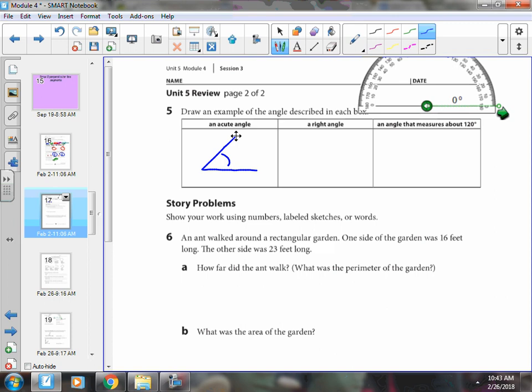The second one is a right angle. And instead of an arc, you should put a little square in there. That shows people that you intended for it to be exactly 90 degrees. Not 89, not 91, exactly 90.